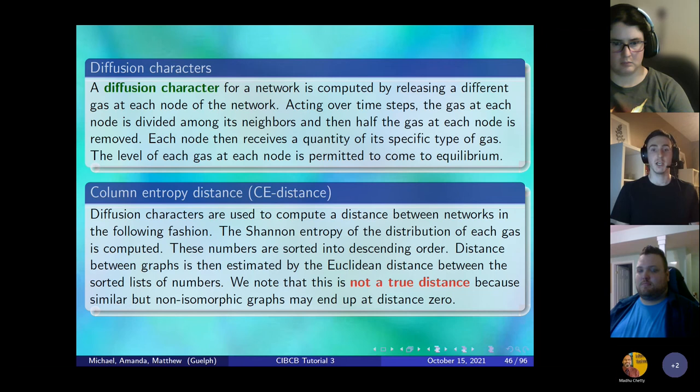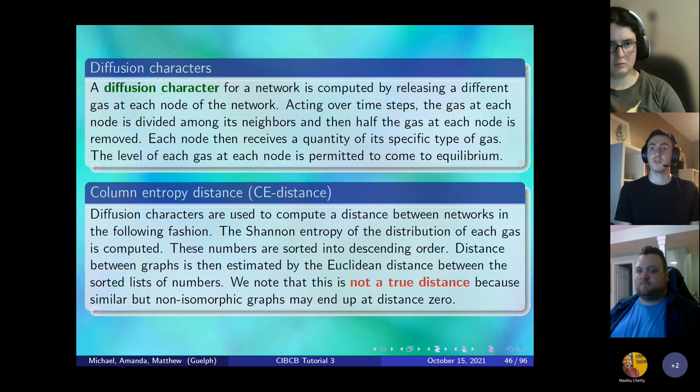The Shannon entropy of the distribution of each gas is computed. These numbers are sorted into descending order, and distance between graphs is then estimated by the Euclidean distance between the sorted list of numbers. We note that this is not a true distance because similar but non-isomorphic graphs may end up at distance zero. What's very important is that if the diffusion characters are different, then the graph is definitely different. The reason that these numbers are sorted is because the graphs are unlabeled, and so the sorting is a way to logically compare nodes to each other.